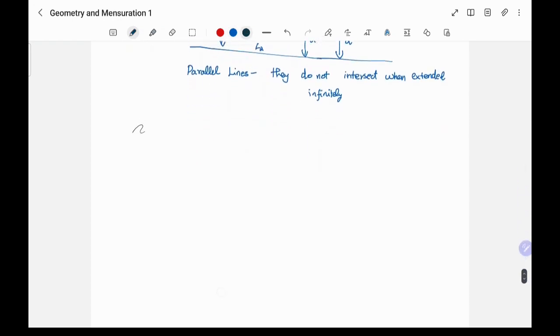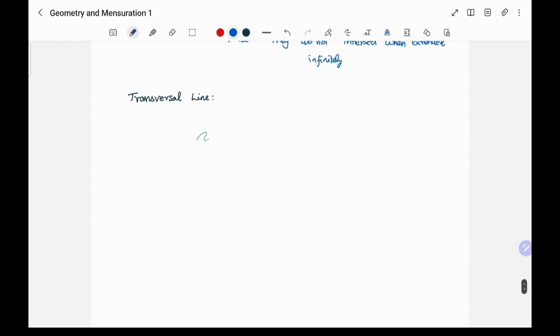Then we'll see what a transversal line is. A transversal line is nothing but a line intersecting these parallel lines. See, L1, L2 are parallel. So this is the symbol for parallel. So L1, L2 are parallel. So this L3 intersects both L1 and L2. So this is called a transversal line.